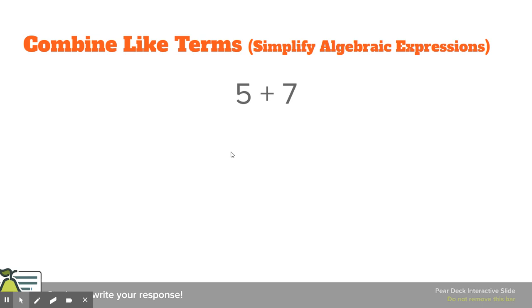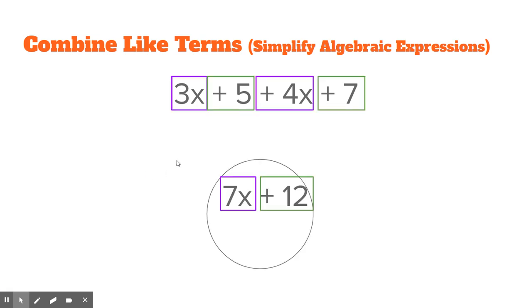We're combining like terms. Now we're going to simplify this algebraic expression: 3x plus 5 plus 4x plus 7. Okay, we're going to see the 3x and the positive 4x go together. Gives me my 7x. The positive 5 and positive 7 give me 12, so 7x plus 12. That is the final answer on that. That's combining like terms, or simplifying the algebraic expression.